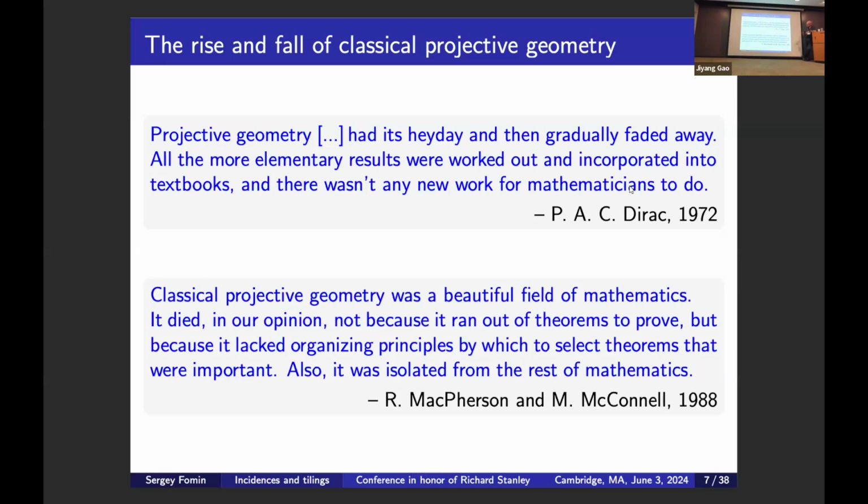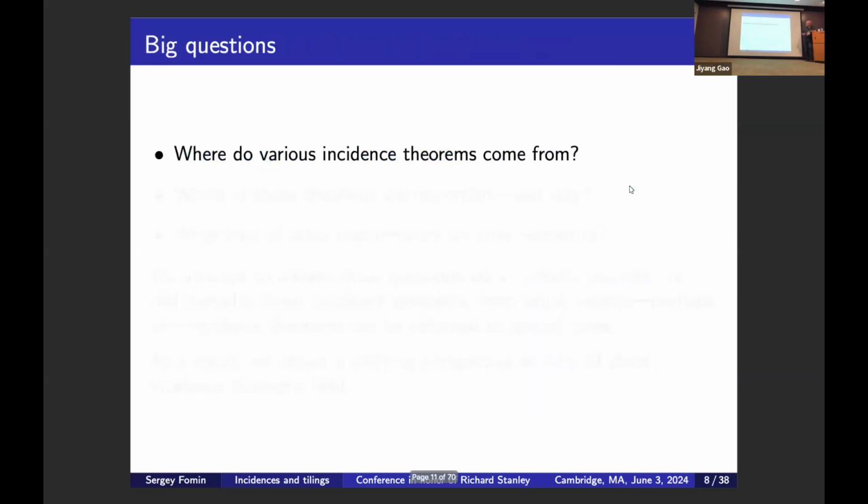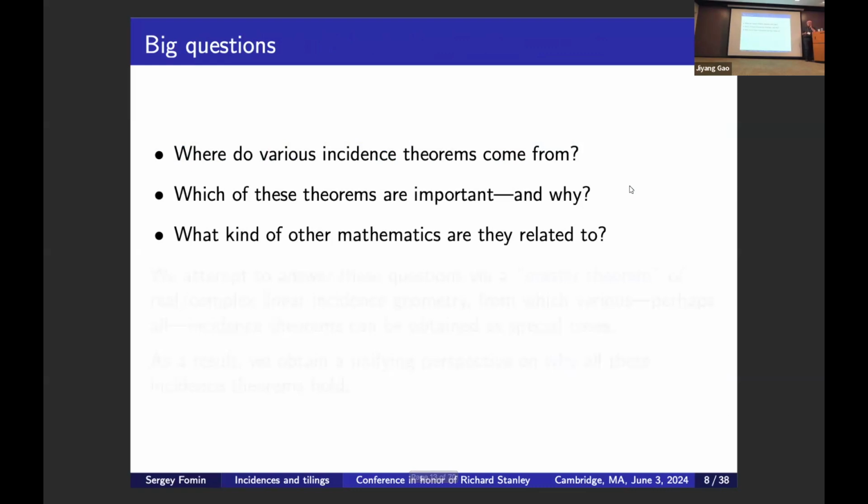So this begs a few big questions. The first is, where do these theorems come from? I already asked that question. Which of these theorems are important and why? And what kind of other mathematics are they related to?